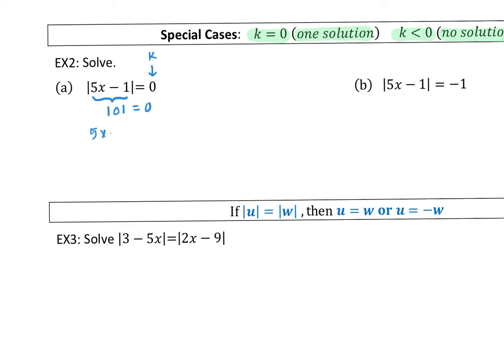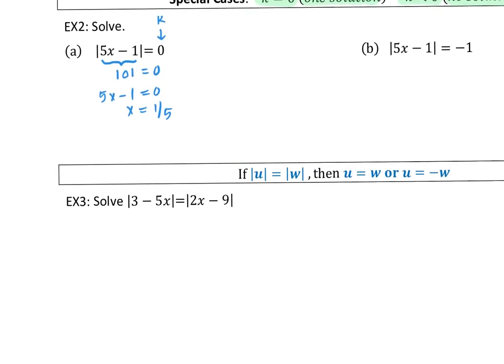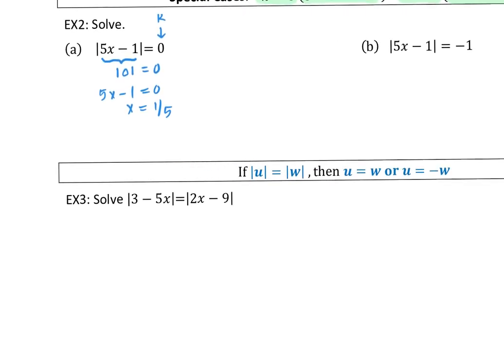Setting 5x minus 1 equal to 0, I end up with x equal to 1/5. After solving, now I could put 1/5 in and I'll see that that will work. 5 times 1/5 is 1, 1 minus 1 is 0, absolute value of 0 is 0, and that would be our only solution. So again, if you have an absolute value equal to 0, there will be just one solution. It's whatever makes whatever's inside the absolute value equal to 0.